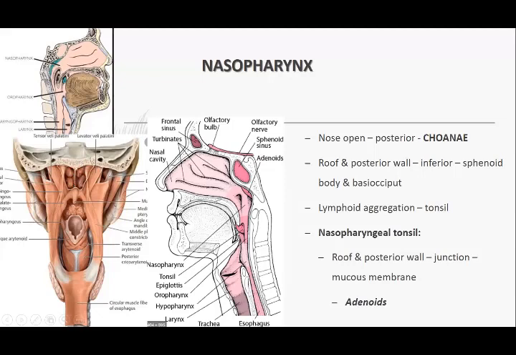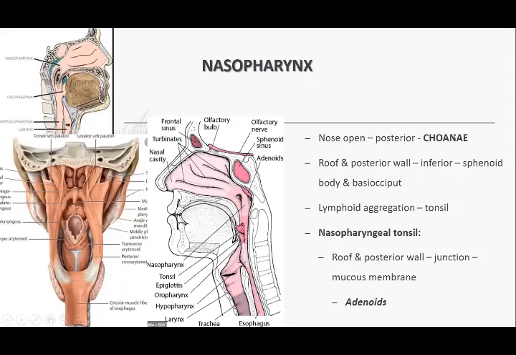So this is one nasal opening. This is the other nasal opening. They are opening posteriorly into the nasopharynx. ये सारा part, this part is the nasopharynx. इसमें ये opening है. So these openings, posterior openings of the nose into the nasopharynx, this is called coine.